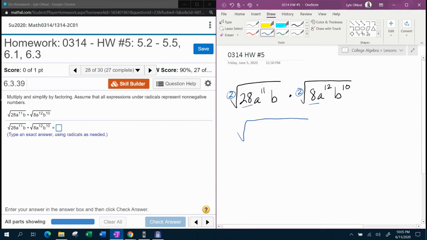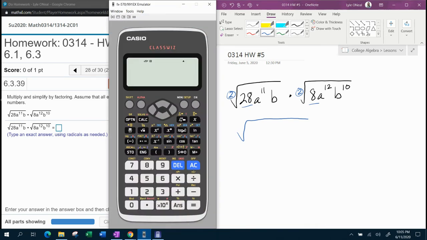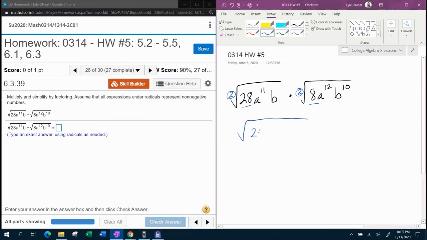So we're going to start with 8 times 28. 8 times 28 is 224. And then when we multiply a to the 11th times a to the 12th, remember when you multiply letters, you add their powers. That's going to give us a to the 23rd. And this is understood to be b to the 1 times b to the 10th. That's going to be b to the 11th.